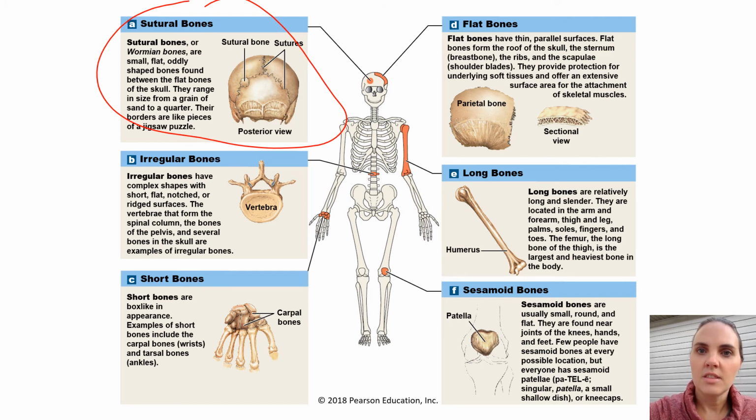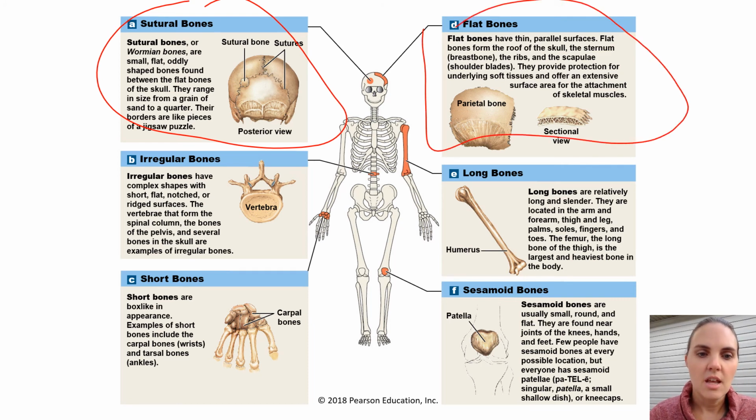Then we have the flat bones that I just mentioned of the skull. And the flat bones, they have these thin parallel surfaces, and we'll look more closely at that when we look at bones up close, but you'll see here there's thin parallel surfaces of compact bone within the flat bones. And we find these in the roof of the skull, as we mentioned, as well as in the sternum and the ribs and the scapula. They're good at protecting underlying structures and also sites for muscle attachment.